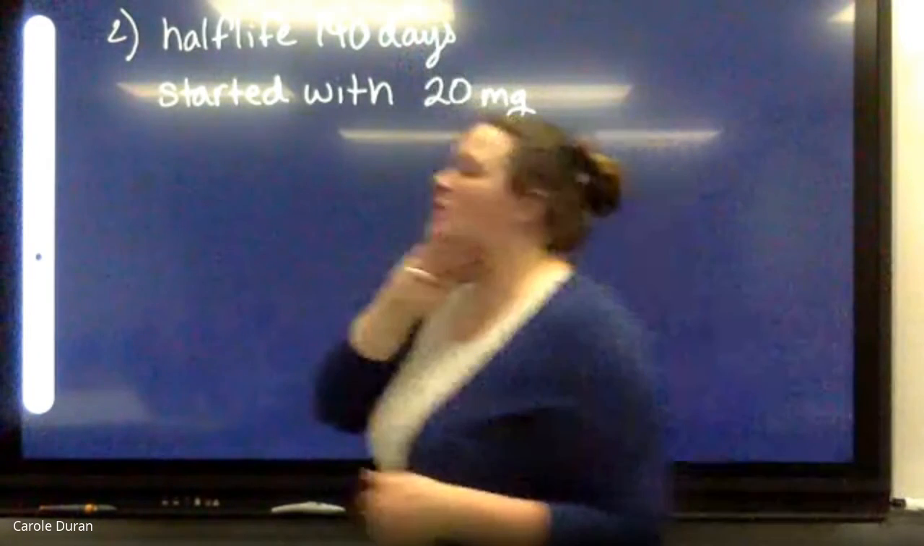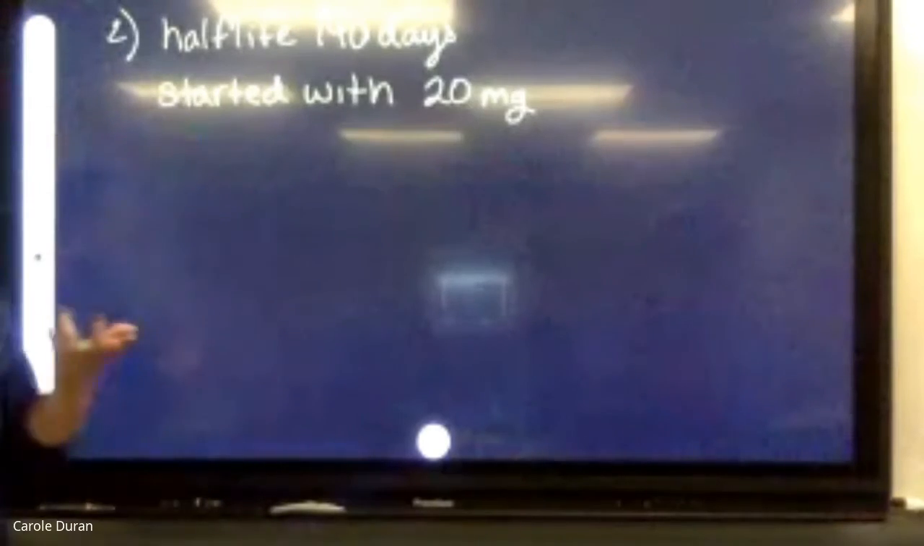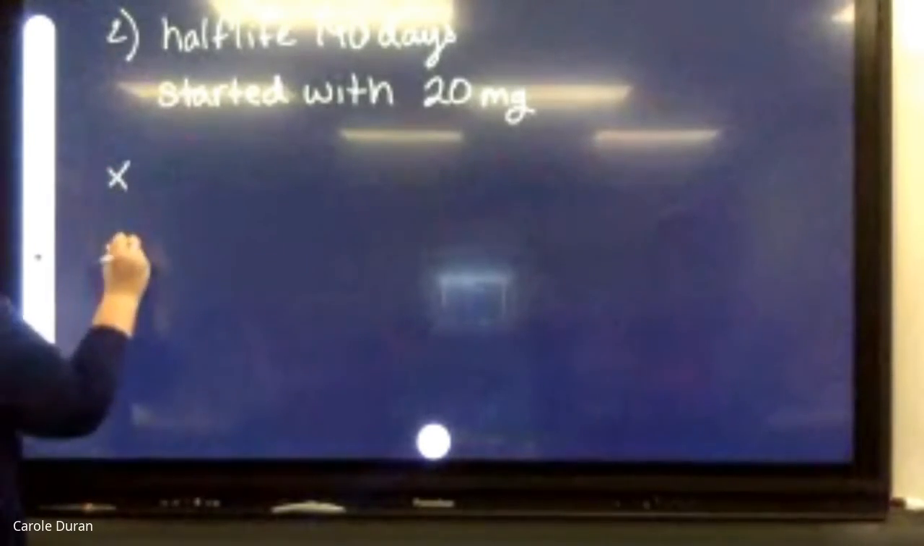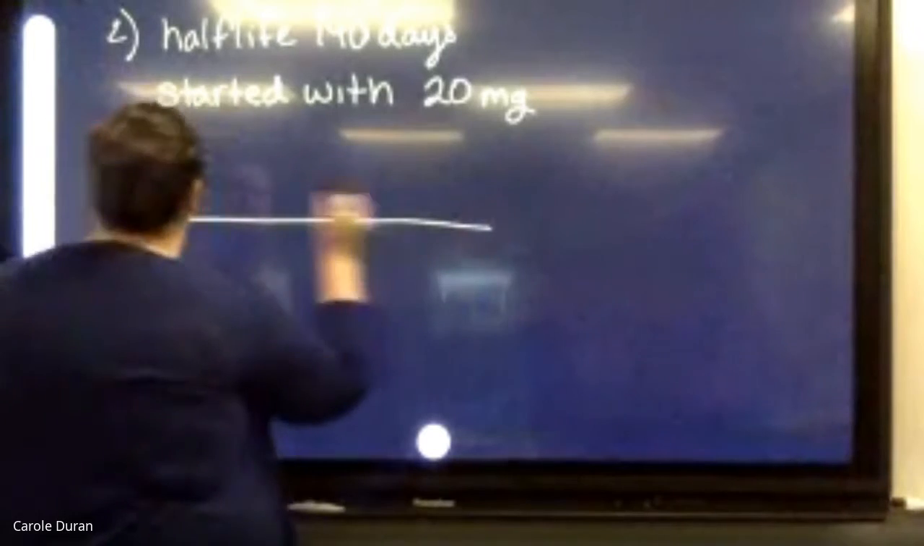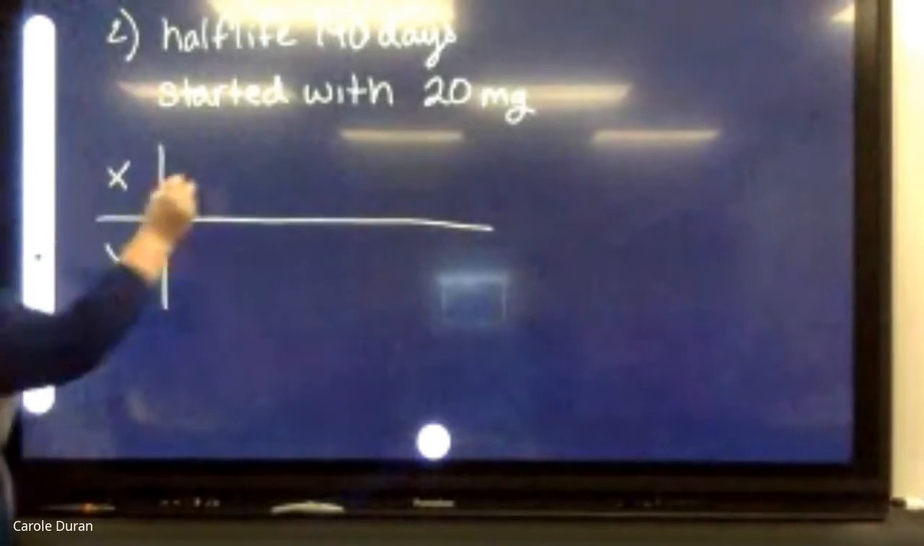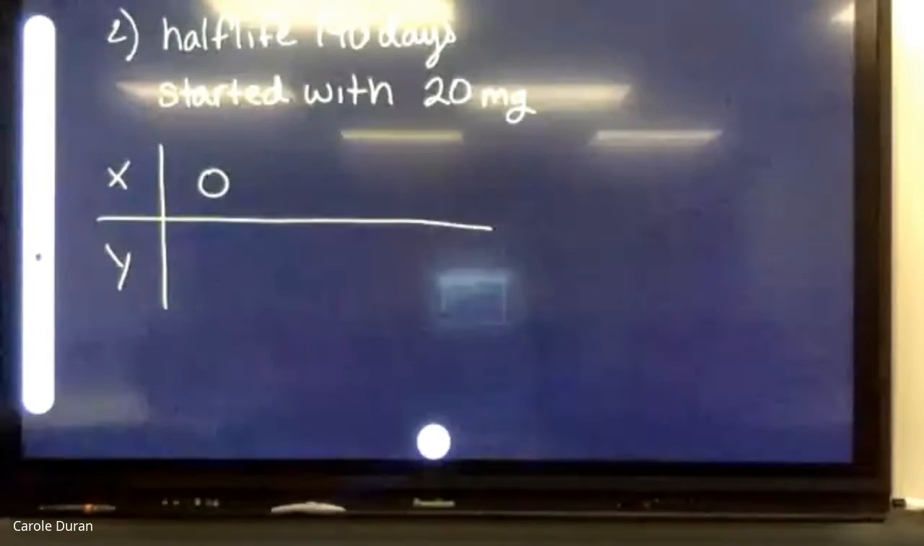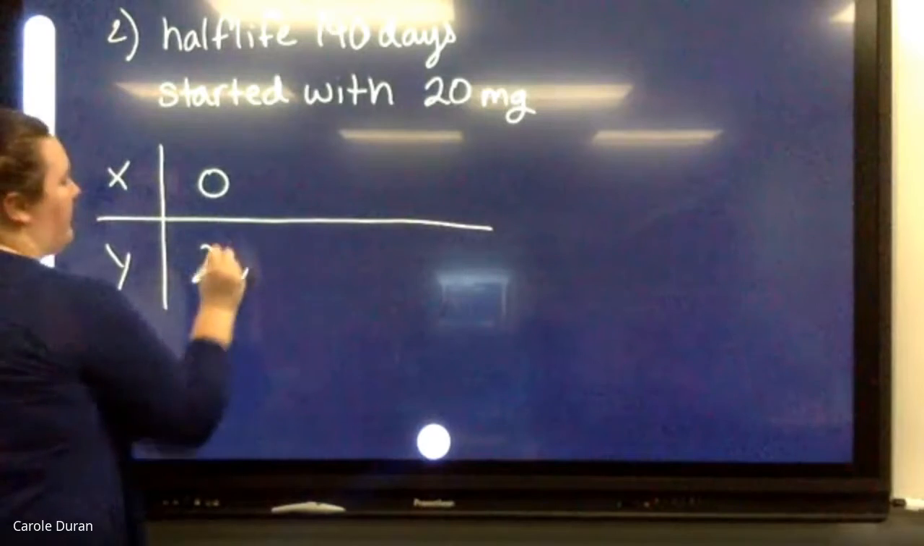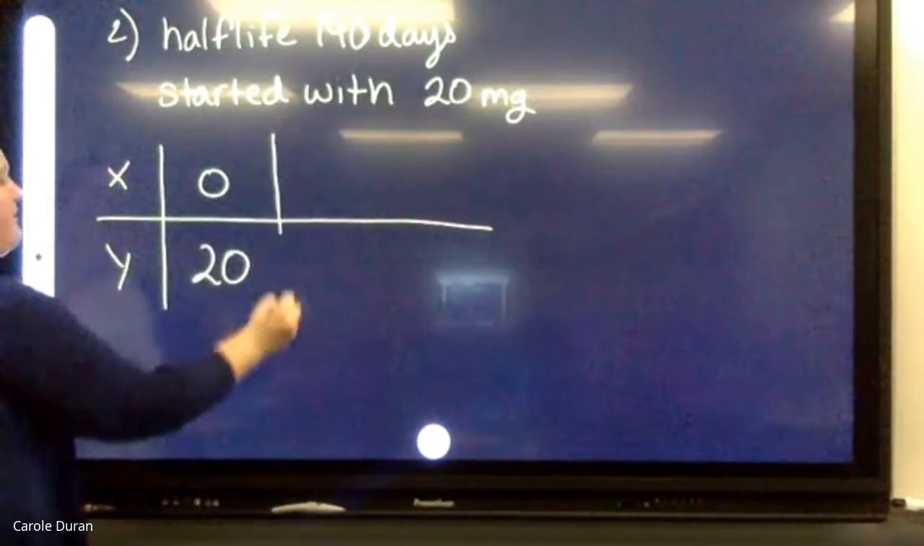Okay, so on this one, we're going to start just like we did before. I'm going to have an XY table, and I'm just going to fill in X and Y pairs that I find from this information. I always like to know where I'm starting at time t equals 0, which is our initial place, our initial population. How much of this polonium did I start with? 20 milligrams. So my initial Y value is 20.